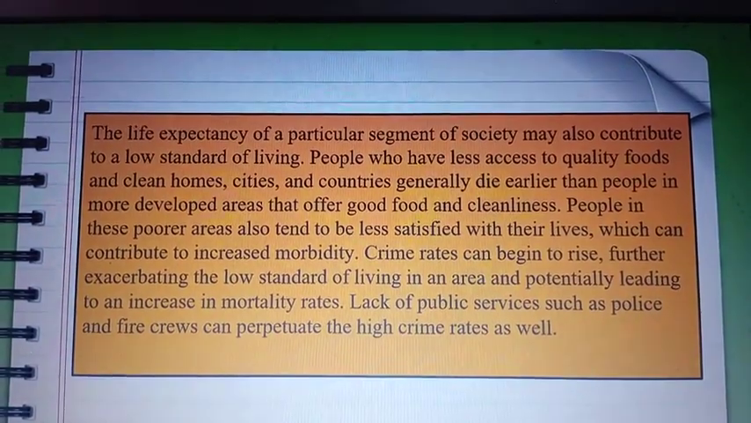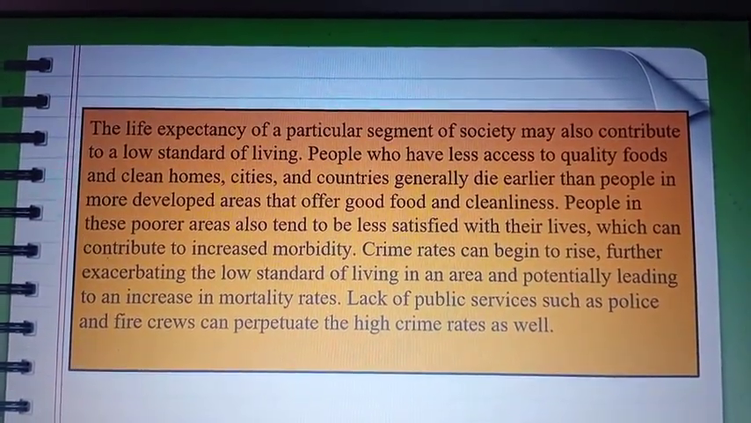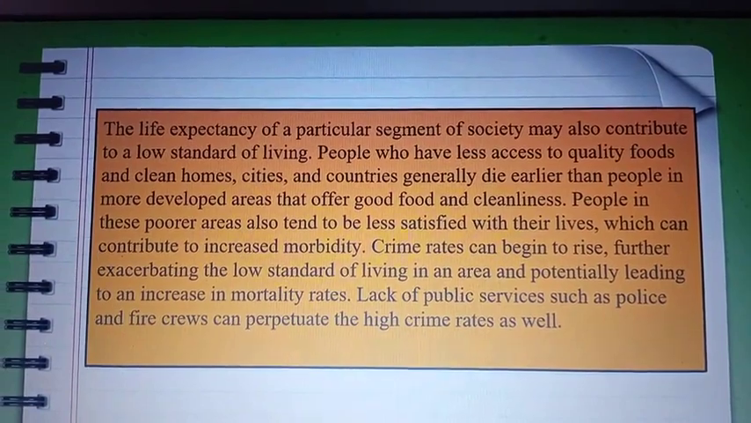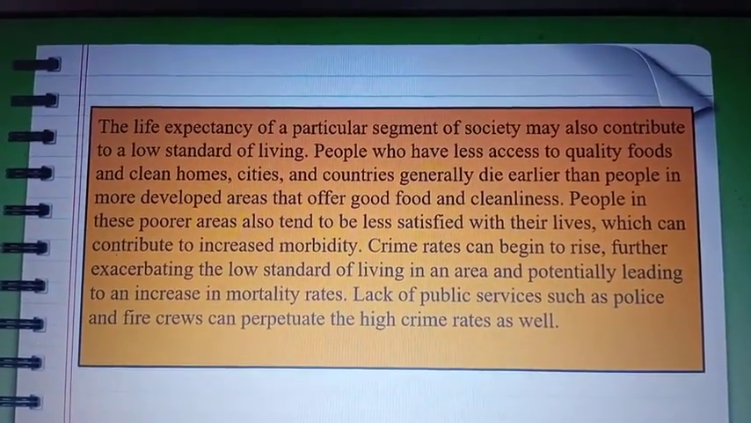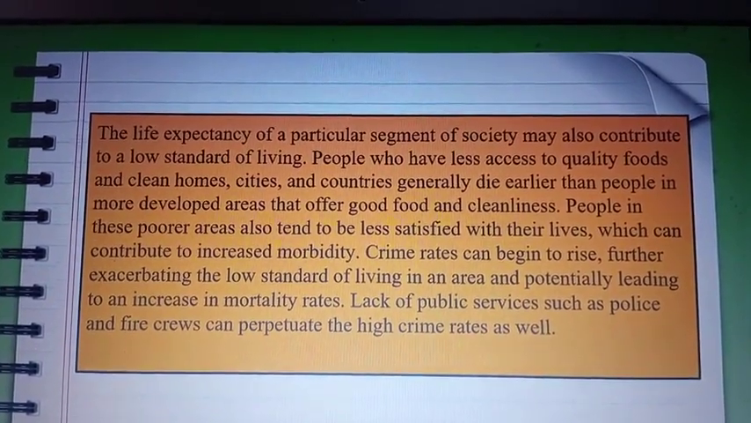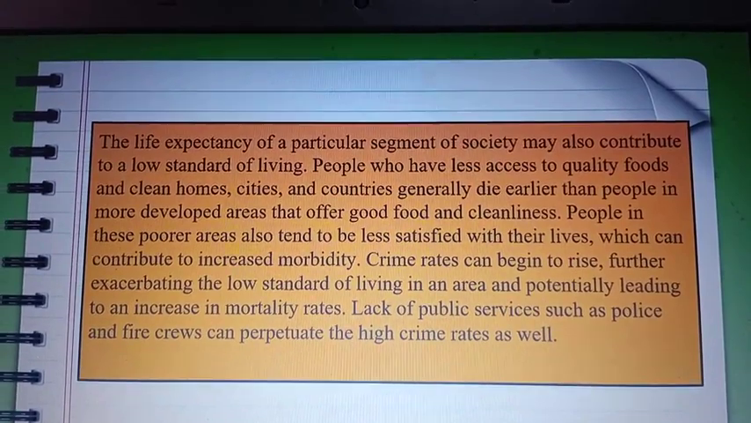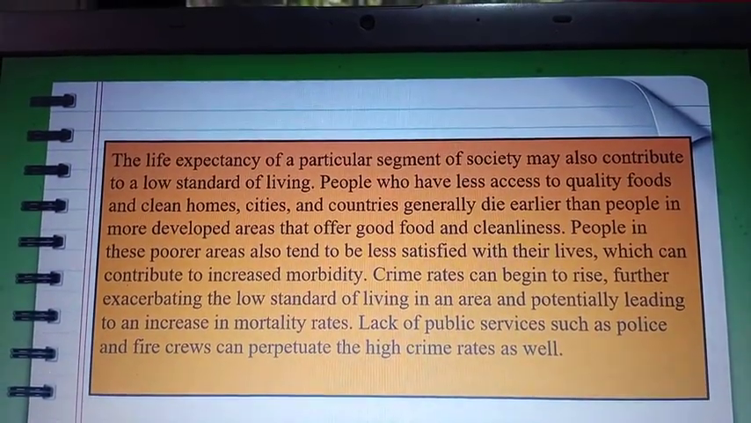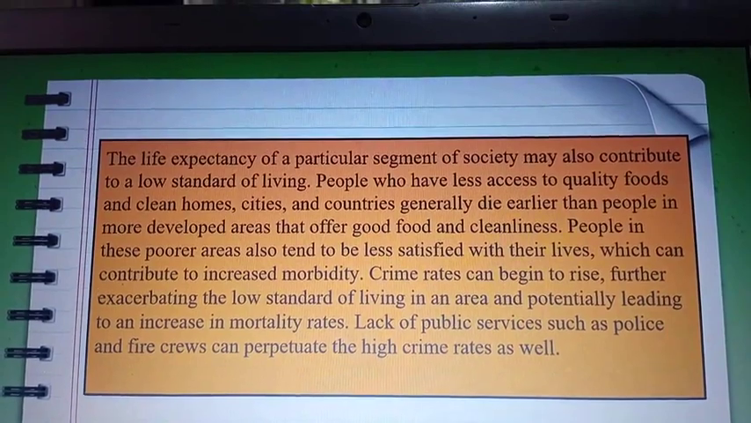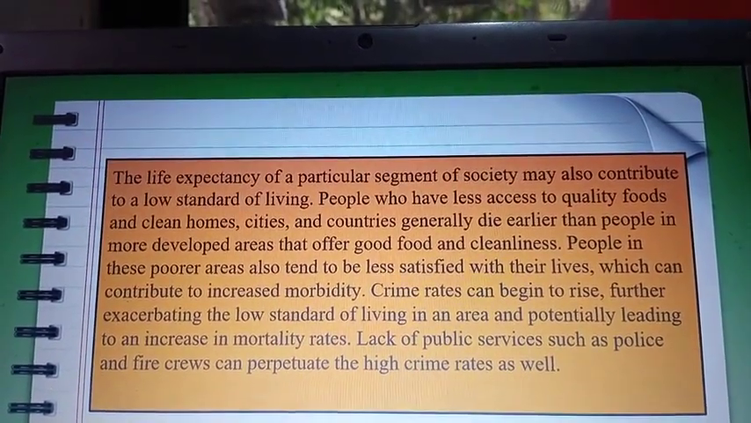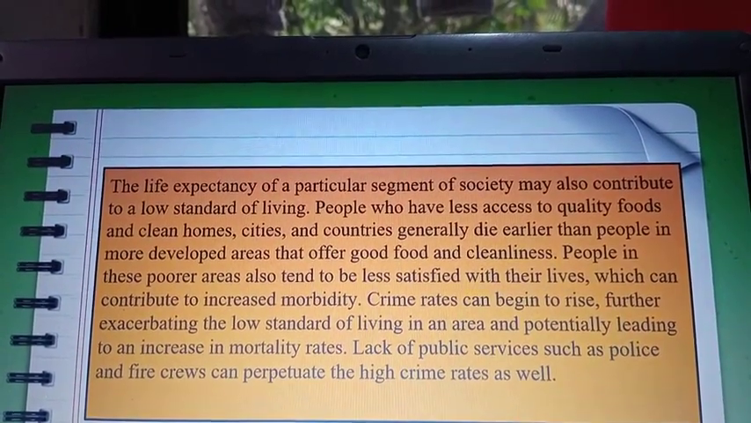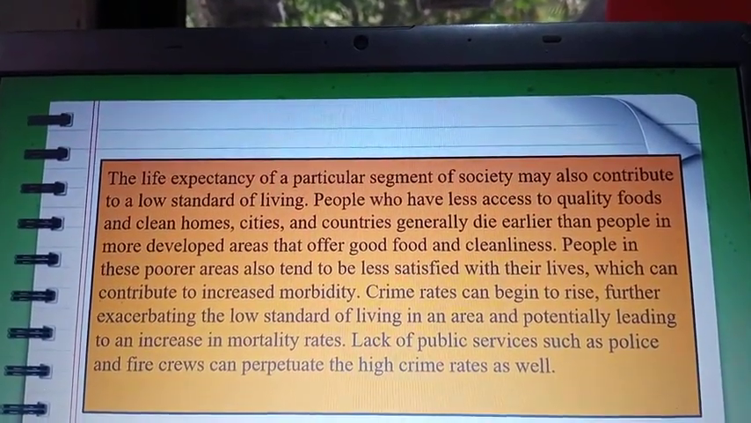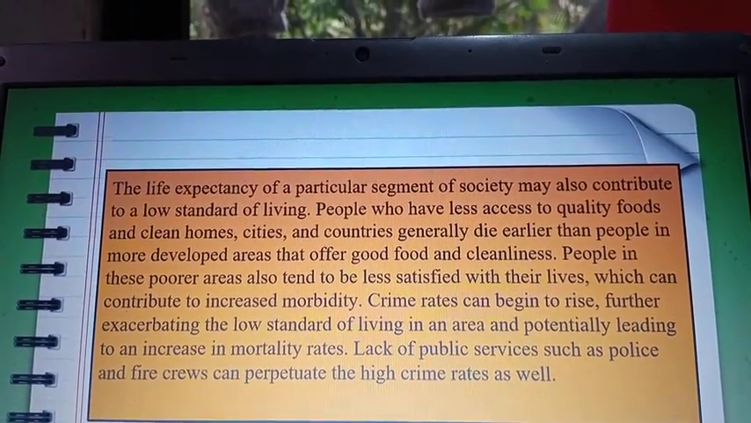The life expectancy of a particular segment of society may also contribute to a low standard of living. People have less access to quality foods and clean homes. People in poorer cities and countries generally die earlier than people in more developed areas that offer good food and cleanliness. People in these poorer areas also tend to be less satisfied with their lives, which can contribute to increased morbidity. Crime rates can begin to rise, further exacerbating the low standard of living in an area and potentially leading to an increase in mortality rates. Lack of public services, such as police and fire crews, can perpetuate the high crime rates as well.